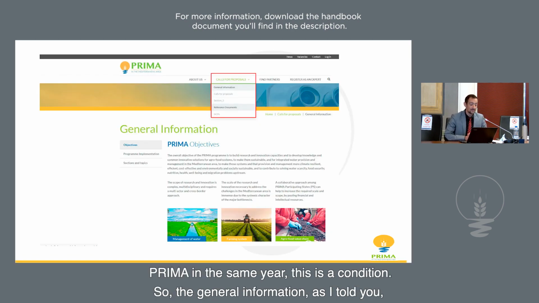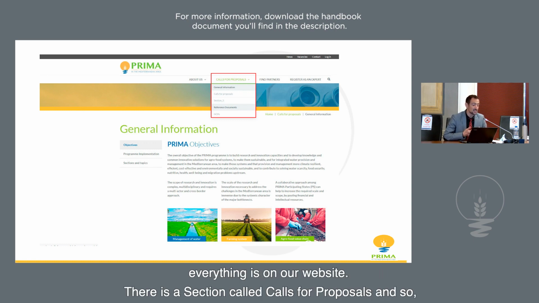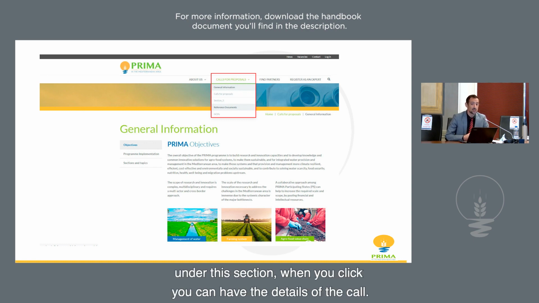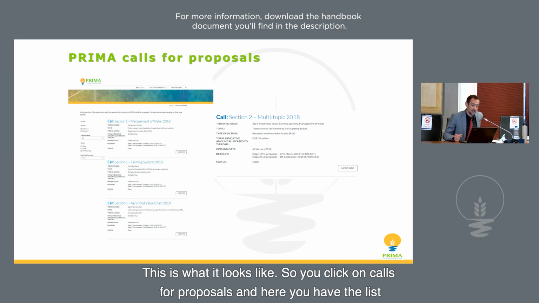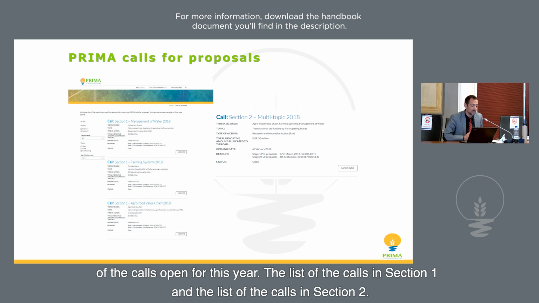Next one, please. So the general information, as I told you, everything is on our website. There is a section called Call for Proposal, and under this section, when you click, you can have the detail of the call. Next one, please. This is what it looks like. So you click on Call for Proposal, and here you have the list of the calls open for this year, the list of the calls in section 1 and the list of the calls in section 2.